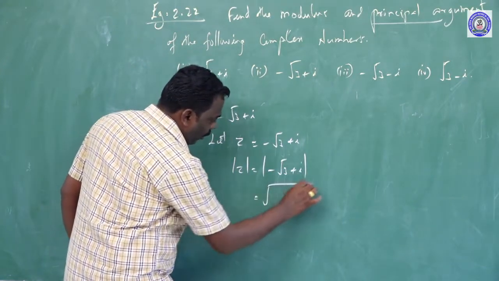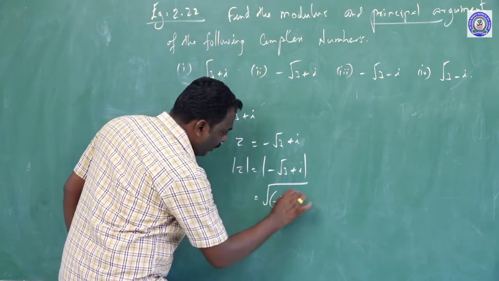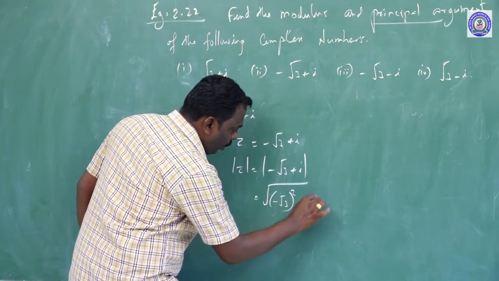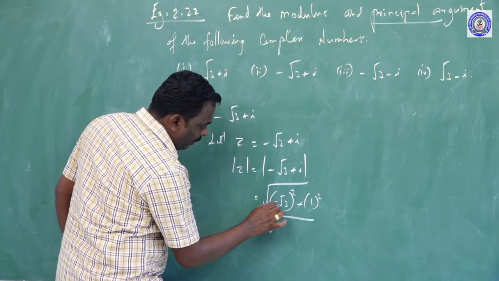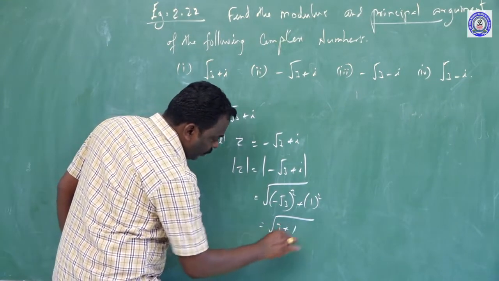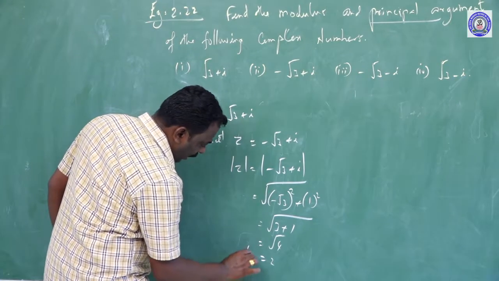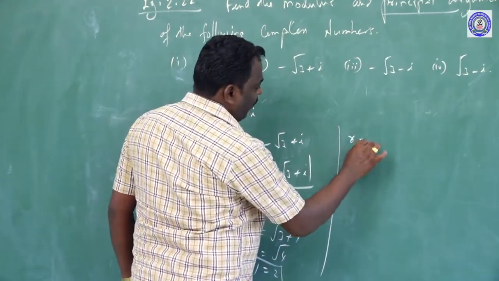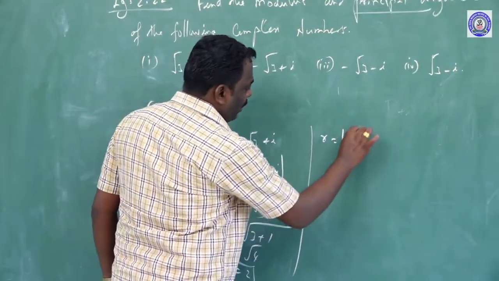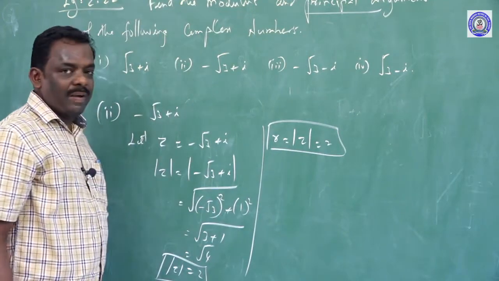It is equal to the square root of the real term, minus root 3, whole square, plus the coefficient of the imaginary term, 1, square. That is equal to the square root of 3 plus 1, that is the root of 4, which is equal to 2. Therefore, modulus of z is equal to 2. We know modulus of z is defined by r, equal to 2. So, we obtain the modulus of z value.